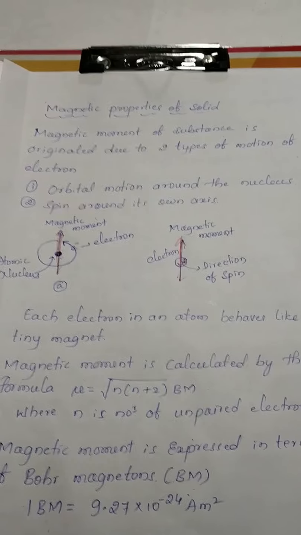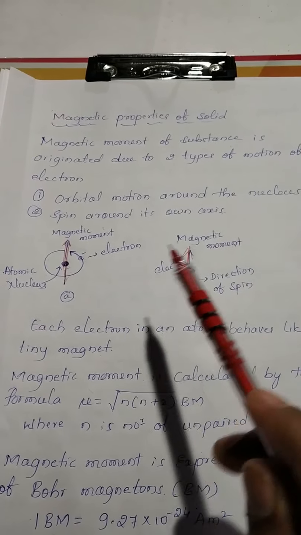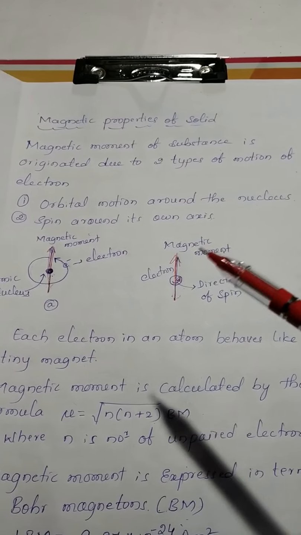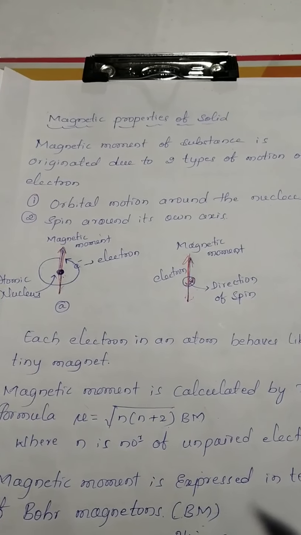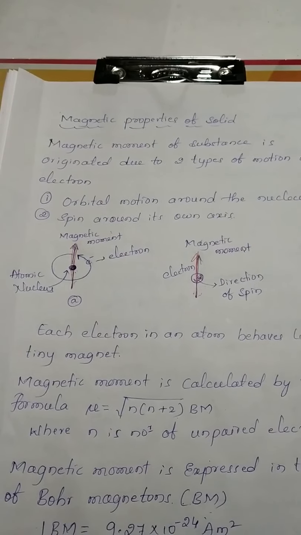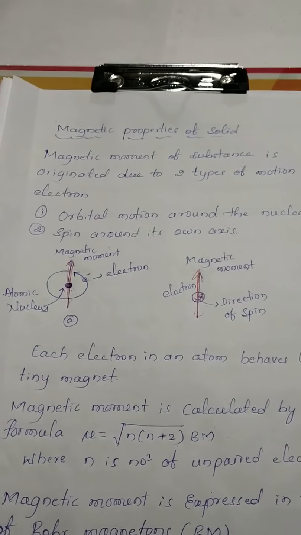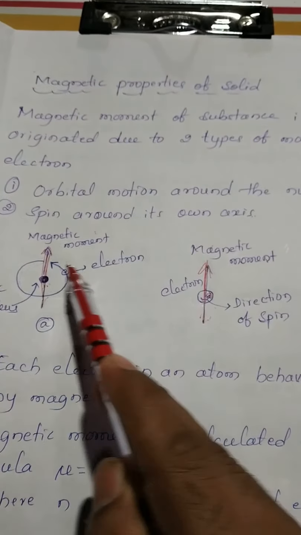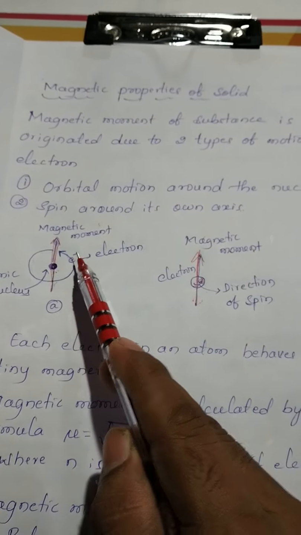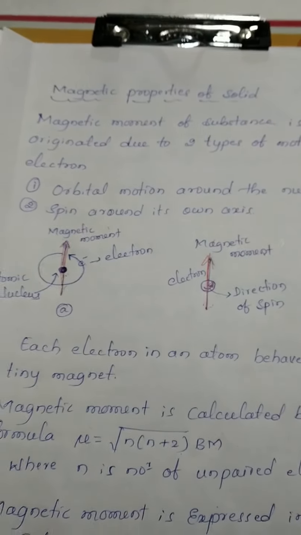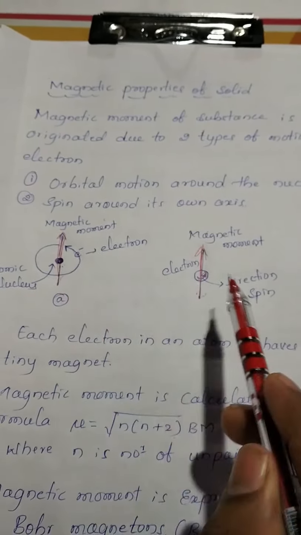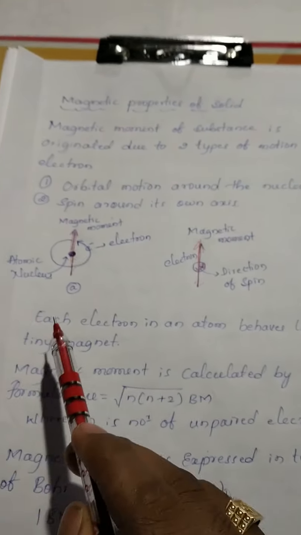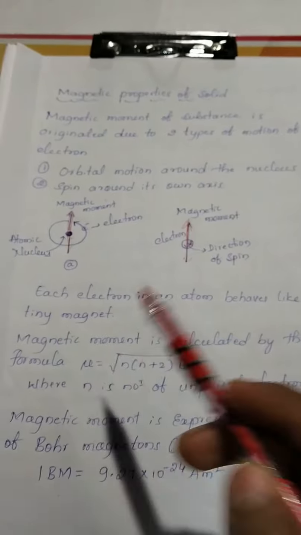As I said already, there are two motions: one is orbital motion around the nucleus and another is spin around its own axis. Similarly, like Earth, it is revolving around itself and along with that, it revolves around the sun. Here also, the electron is revolving around the nucleus and also spins around its own axis. Due to these two motions of the electron, magnetic moment is produced. Each electron in an atom behaves like a tiny magnet.